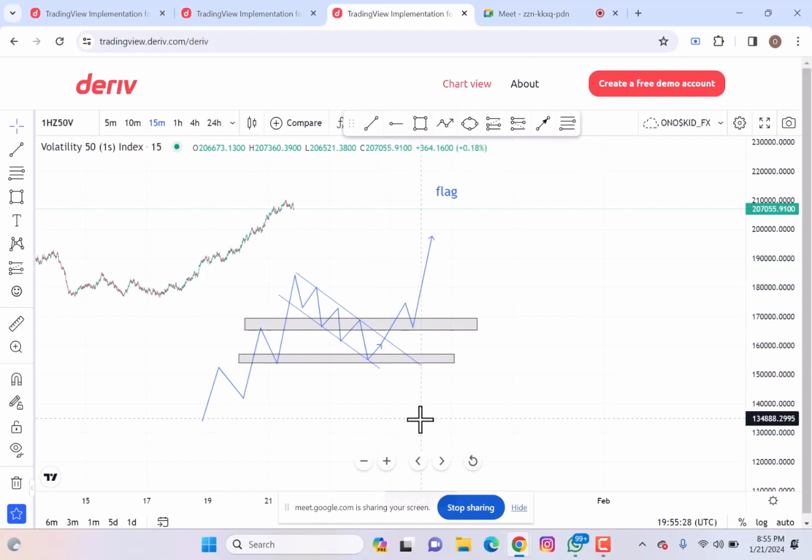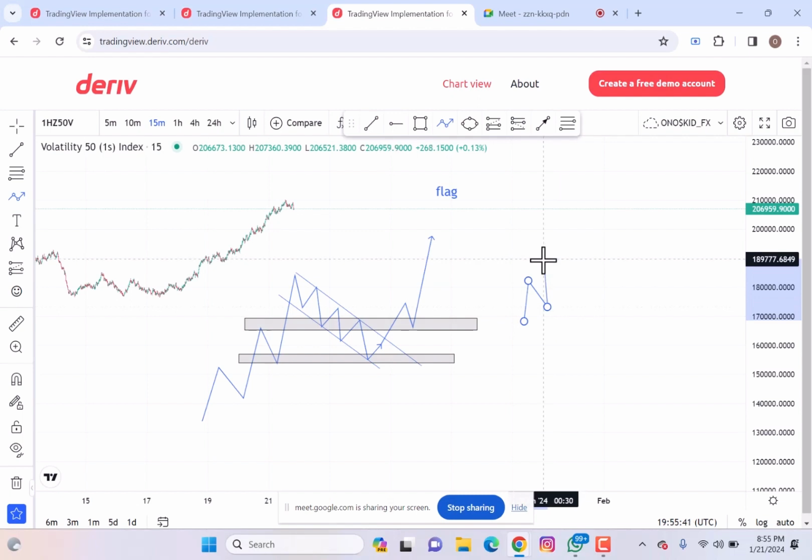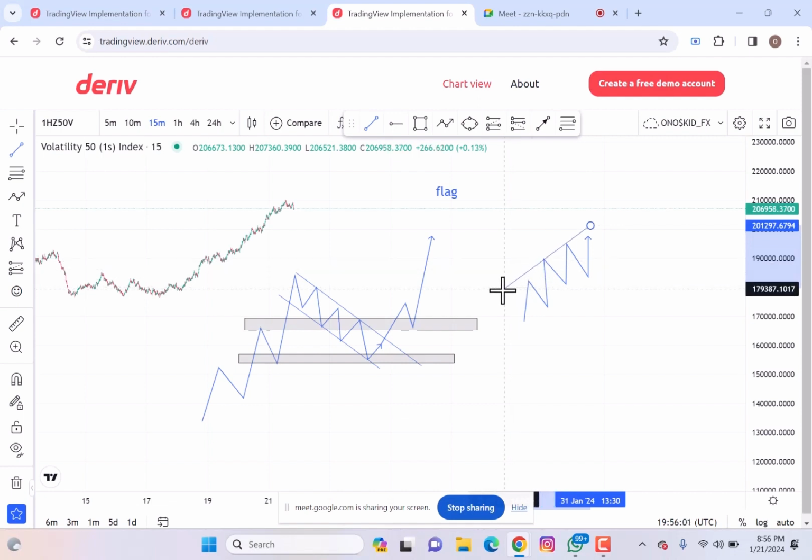The same thing is applicable to the bearish flag. For a bearish flag, you have something like this. You see the market having this, that is after you must have seen that the market is in a bearish trend, and then you have this. So what you want to do is identify the upper and lower support.